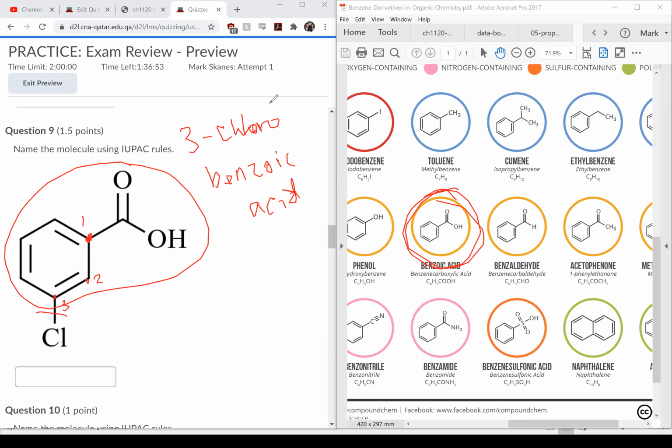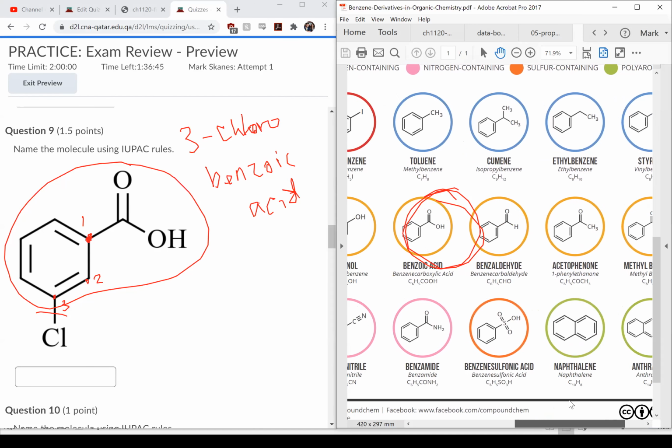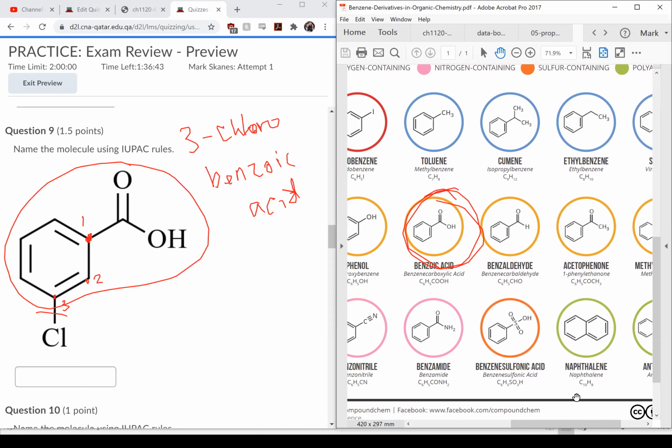aromatics. You find the aromatic in this sheet here. The sheet will be given to you on your final. I've already printed them off. They're ready to go. So you find the chemical you're dealing with. This is benzoic acid. I use the name in the bold. I don't use the other name. And then that's it. I would name it.